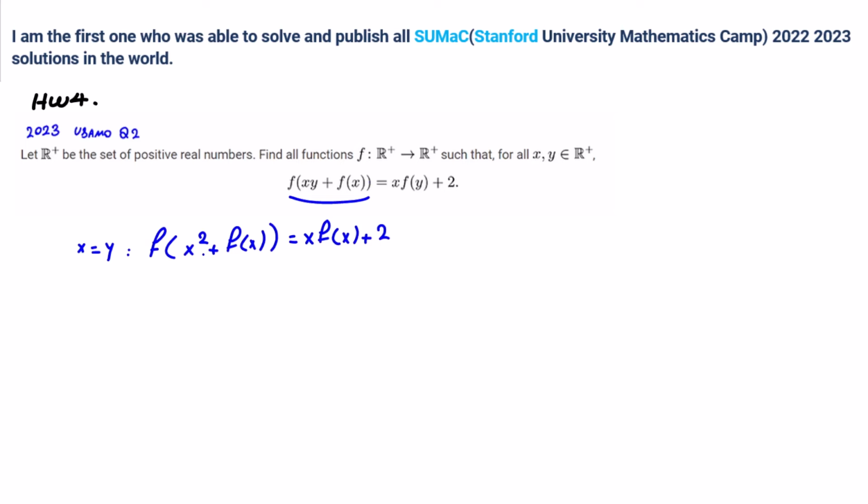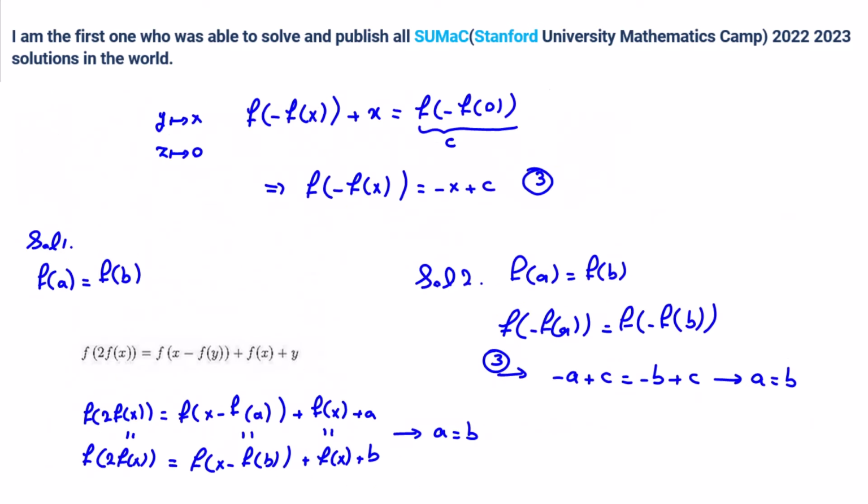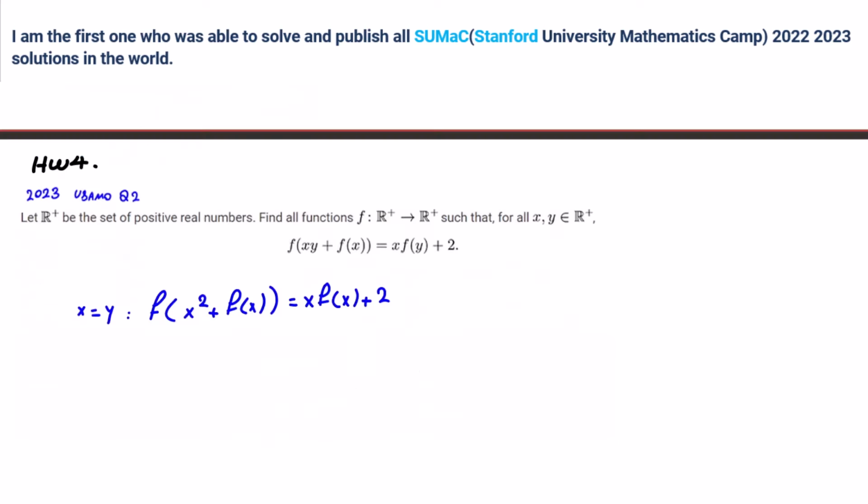But again, our problem is that here it is related to both x and y. In previous cases, it was related to only x, then we changed y to z, and we could cancel this. But here, it is related to both x and y. So here we don't have 0, but after 0, what small value is good to check? 1. Yes, so if both of them equal 1, then f of f of 1 plus f of 1 equals f of 1 plus 2.